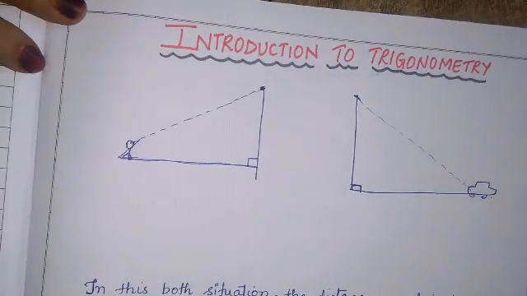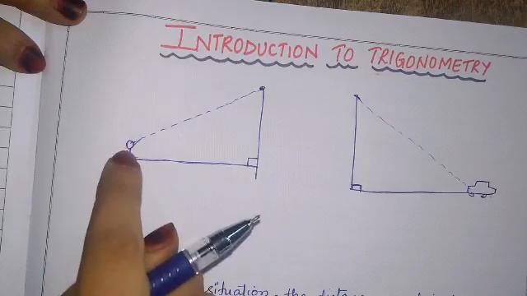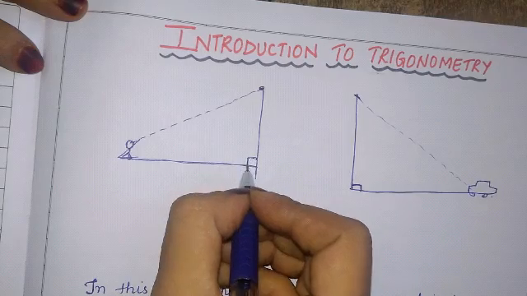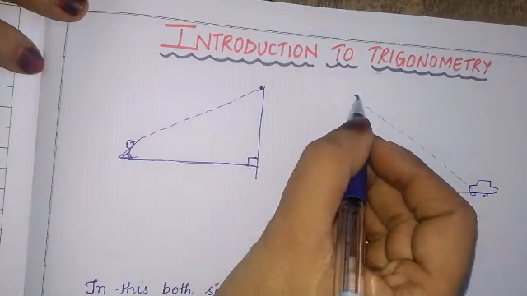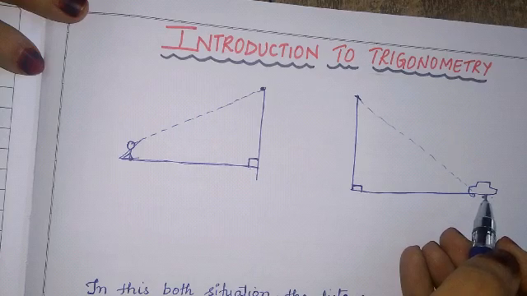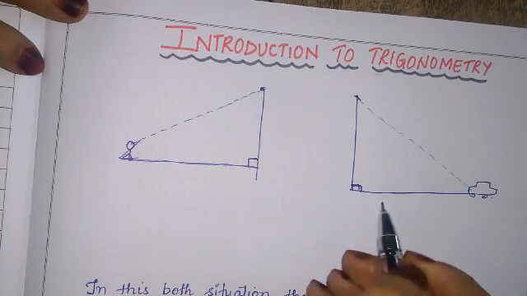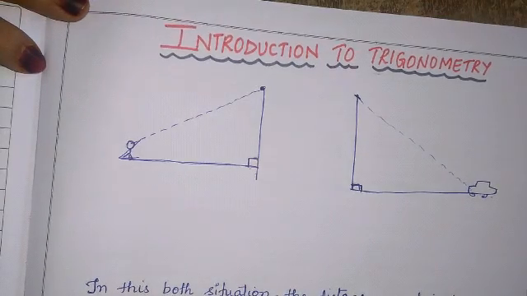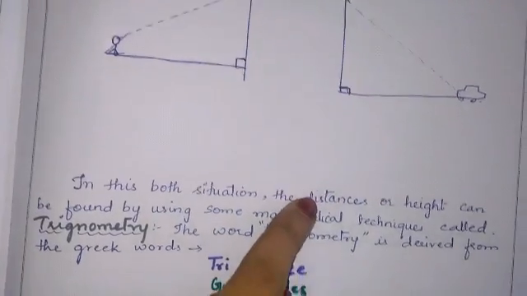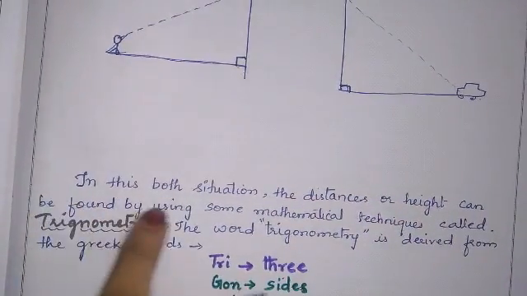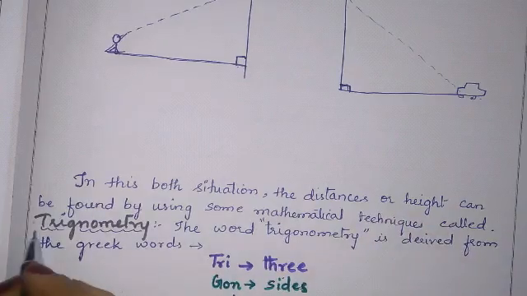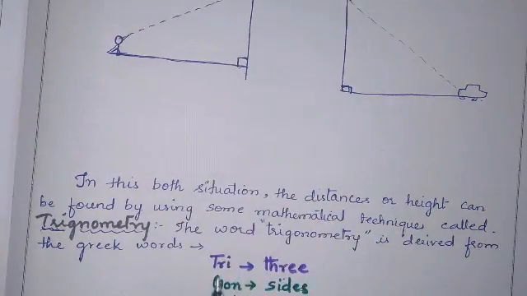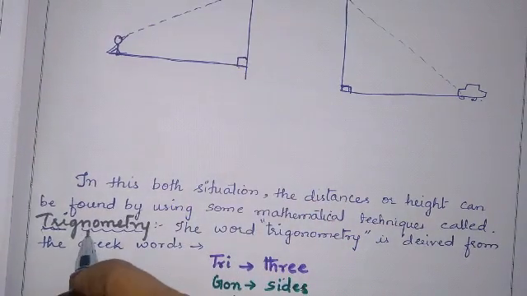Here there are two situations I have given. One, a student looking at the top of the Qutub Minar, and we saw that a right angle triangle is formed, and from the top of the building a girl is watching a car. Even there we can see that a right angle triangle is formed. Now in all these situations, the distance or height can be found by using a mathematical technique called trigonometry.